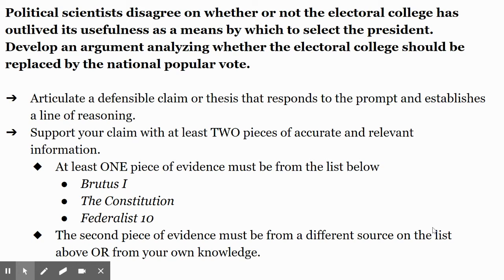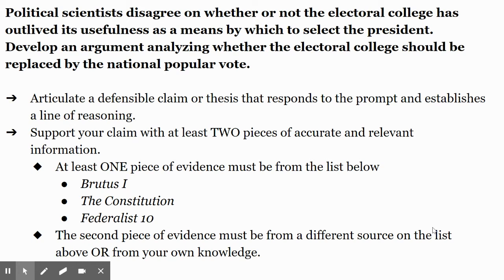Now, skip down because there's a couple things you need to look at. One, it says articulate a defensible claim or thesis that responds to the prompt. That's just telling you to write a claim. Okay, and remember, that's just you saying exactly what you're going to argue. And then secondly, you previewing your points. That's what is called establishing a line of reasoning.